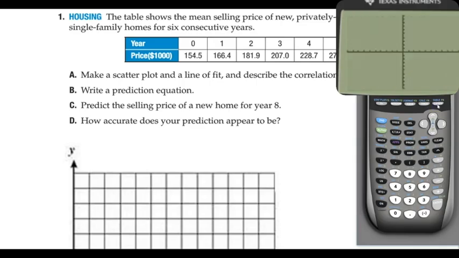A couple reasons why I see nothing. One, if you look at my data, it goes from 0 to 5, but my price here goes from 150 to 273. This right here is negative 10 to 10. I don't see anything right now. I want to see my data. There's a couple ways to do it.